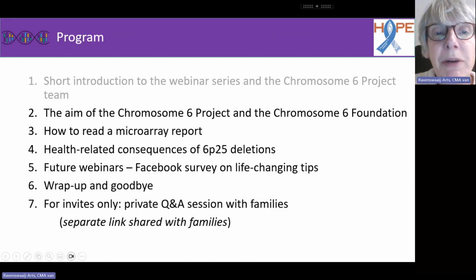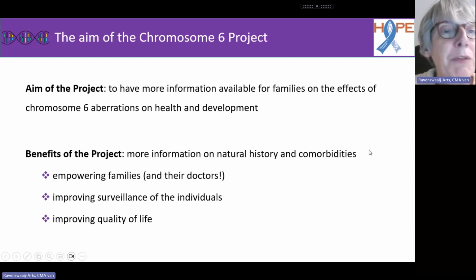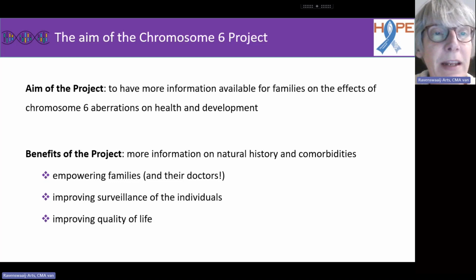Now I will briefly summarize the aim of the project. Again, for more general information about the Chromosome 6 project, please watch webinar 1. The aim of the project is to have more information available for families on the effects of chromosome 6 aberrations on health and development. And we hope that by having more information on natural history and comorbidities of these extremely rare disorders, we can empower families, improve surveillance of the individuals, and improve quality of life.